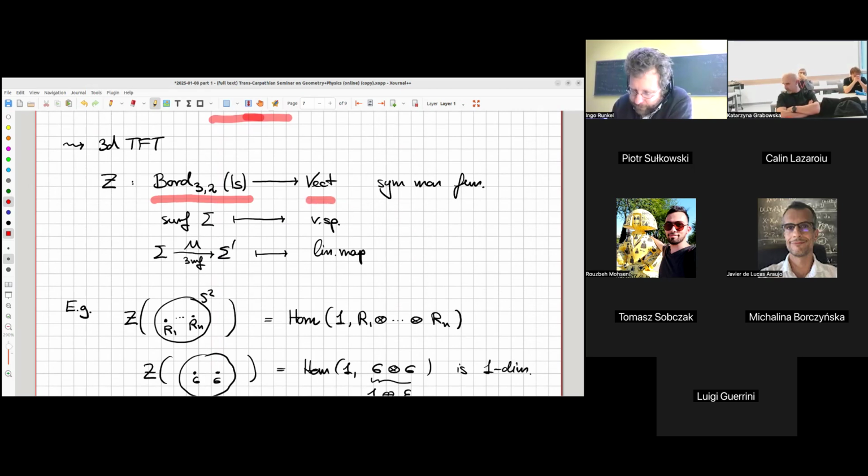lands in vector spaces. And so to a 2-dimensional thing, so to a surface, it assigns a vector space. And if I have a 3-manifold with boundaries given by a surface sigma and sigma prime, I get a linear map between the corresponding vector spaces. Right, so what that models is, you should think of this as sort of a finite version of a path integral. So this vector space you should think of as a space of states of the model on the surface sigma. It's like a Cauchy surface.